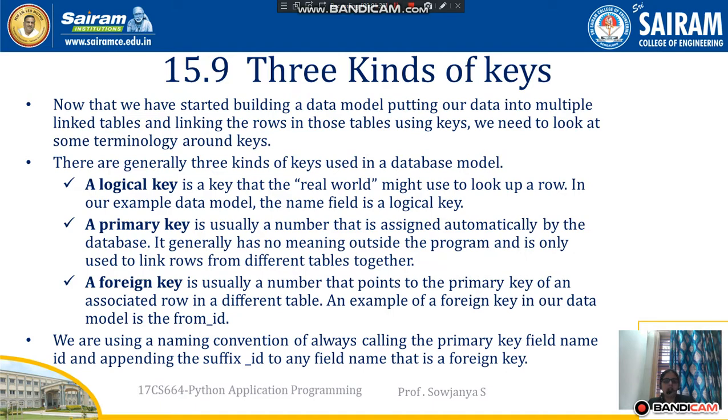Foreign key is usually a number that points to the primary key of an associated row in a different table. An example of a foreign key in our data model is from_id. We have seen the from_id in the table, and that is called the foreign key. Here we are using the naming convention of always calling the primary key field name id and appending the suffix _id to any field that is a foreign key.